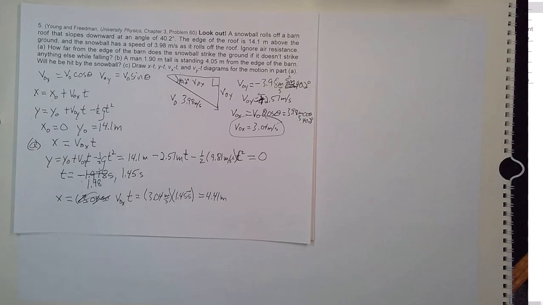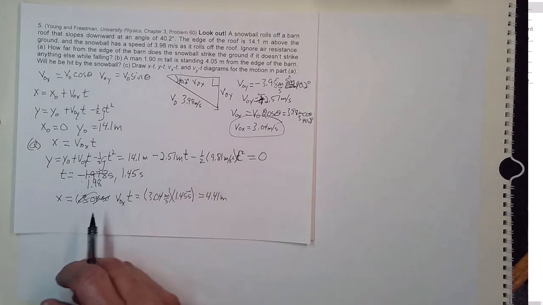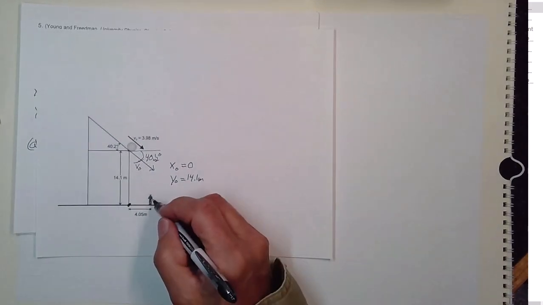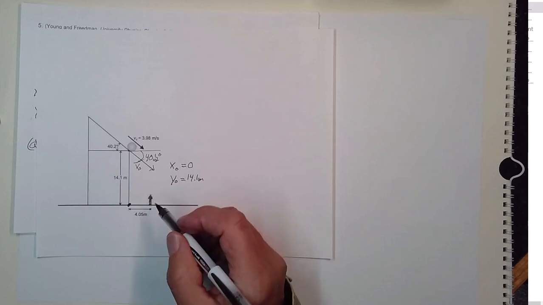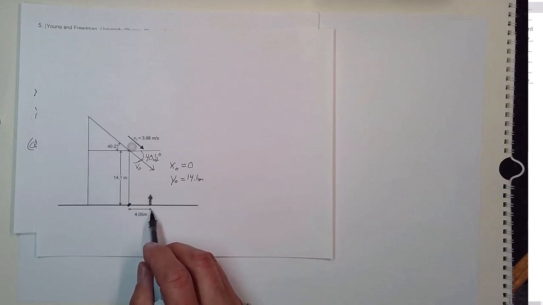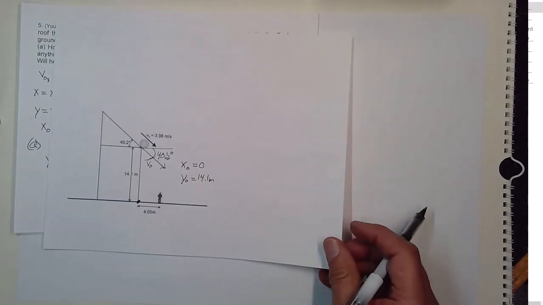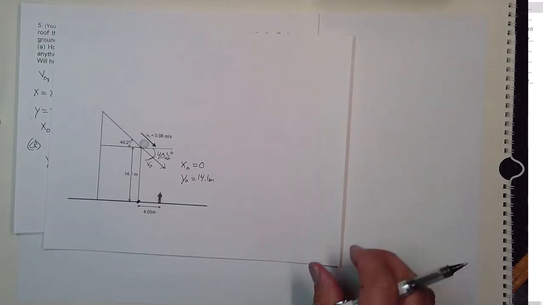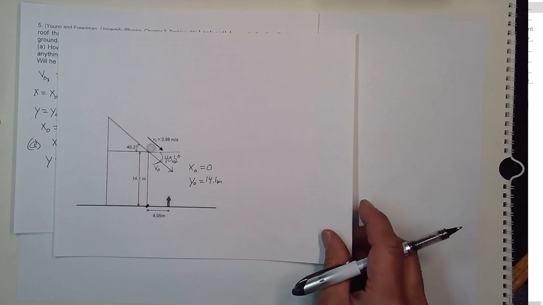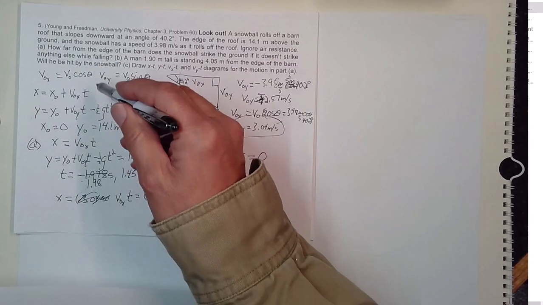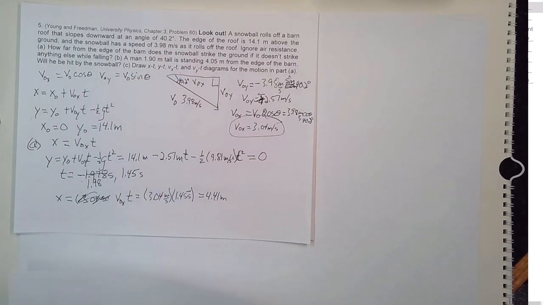Well, the next question says a man 1.90 meters tall, that's this fellow, is standing 4.05 meters from the edge of the barn. Will he be hit by the snowball? Stop and think about how you might be able to figure that out. We've got some equations here. Which one might you use for that? So pause the recording and see if you can figure that out. Just how we'll do it.